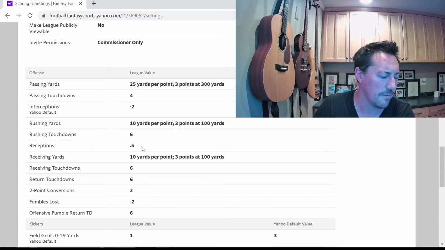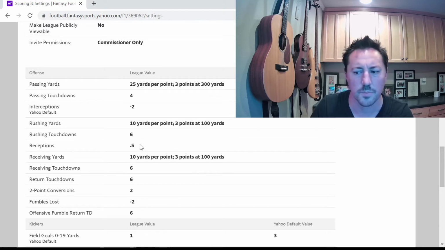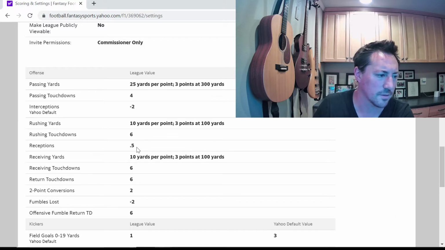So this league is pretty standard. We do half a point for reception. Some leagues do full point. Some leagues do 0 points per reception. So that weights it a little stronger towards wide receivers, or I should say pass catchers, because running backs can also catch passes.